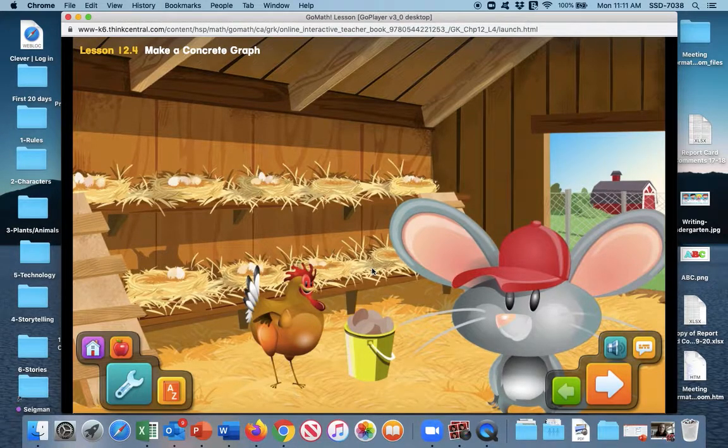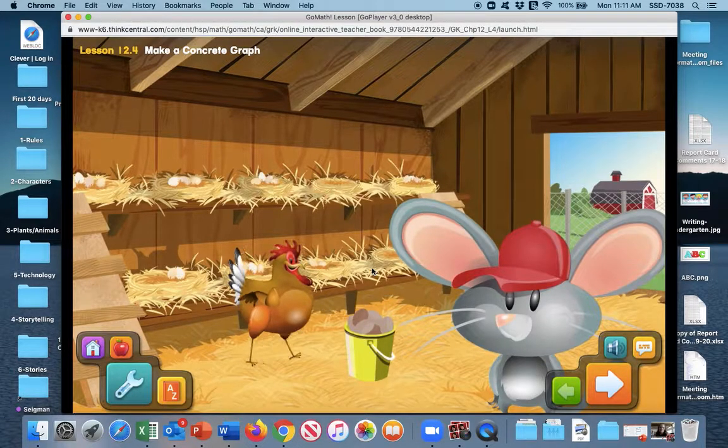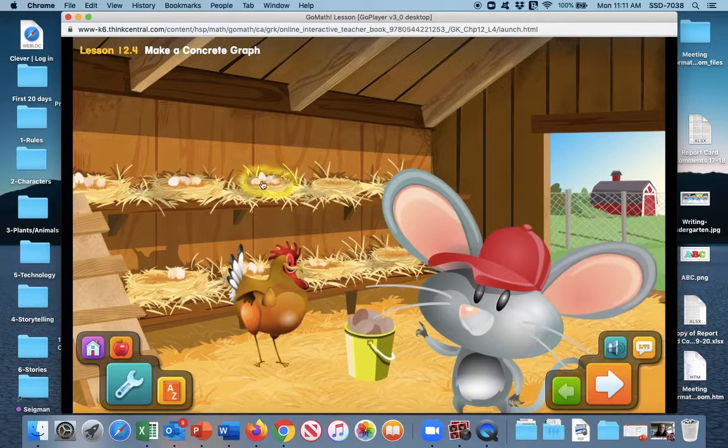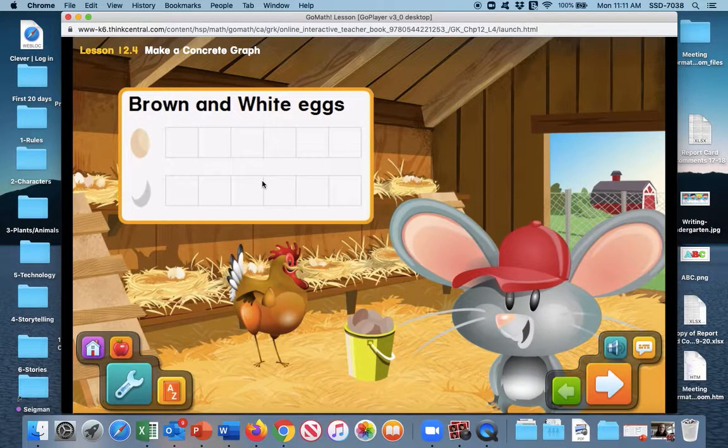Good morning. It's always fun to visit the hen coop and see my friend Charlie. He always knows what's happening at this end of the zoo. Oh, Charlie says that people were collecting eggs this morning. They collected brown eggs and white eggs. They found lots of eggs. Click the nest to see.